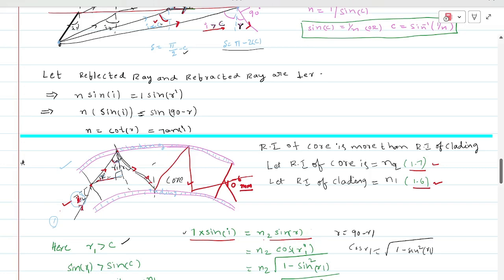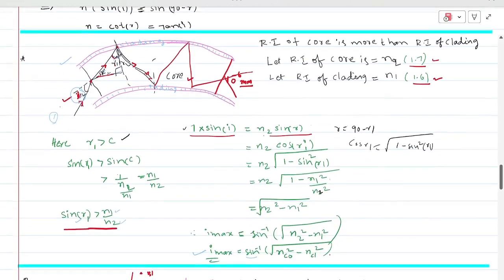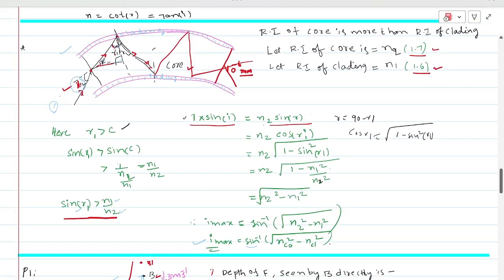Here N2 is the refractive index of the core and N1 is the refractive index of the cladding. N2 means the more refractive index medium's representation. So this is i maximum is equal to sin inverse of root over N core square minus N cladding square, that is N2, the more refractive index, minus the less refractive index square. So this will be the total internal reflection application.